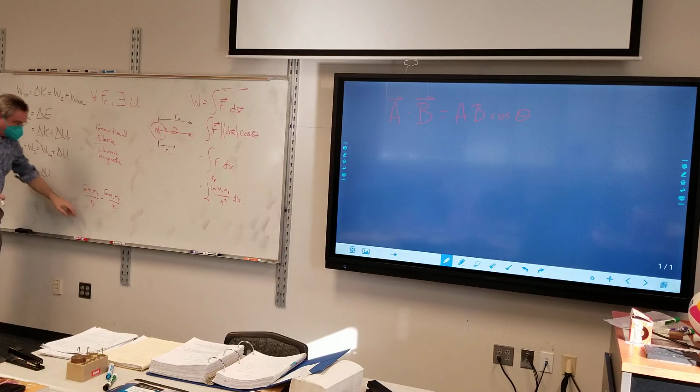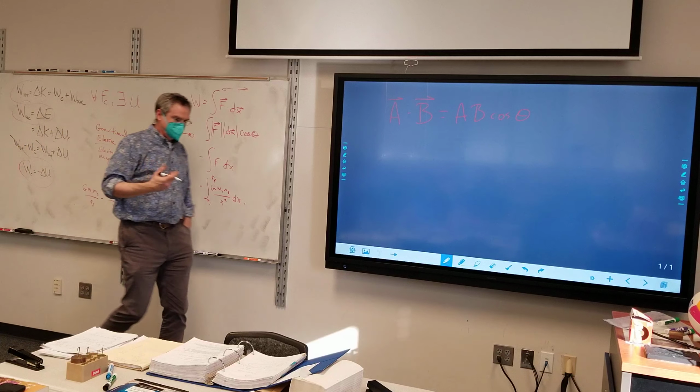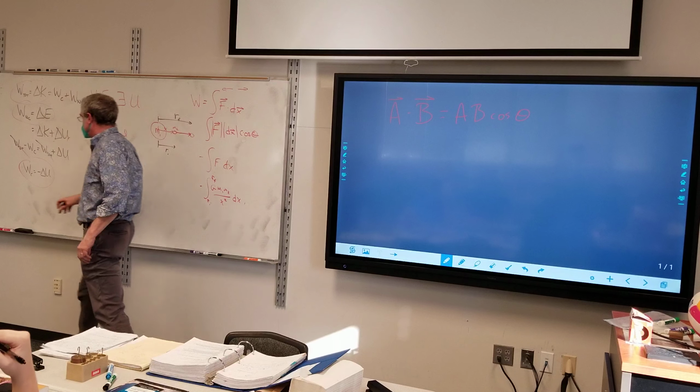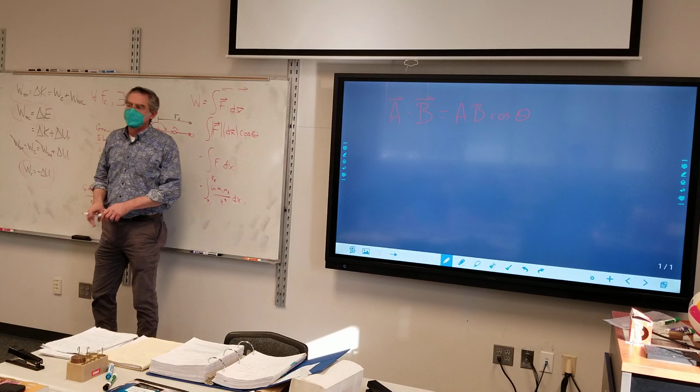So what I have on the board here are the three work energy relationships. The first one is known as the work energy theorem, but all three of them are the work energy relationships, which we'll use and exploit. So what is conservative work?